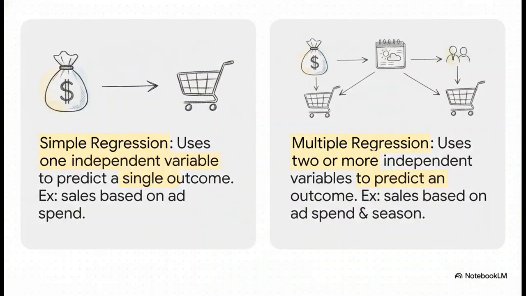Now, regression comes in two main flavors. Simple regression is pretty straightforward. We use one variable to predict one outcome, like using how much you spend on ads to predict your sales. But life is rarely that simple, right? That's where multiple regression comes in. It lets us use 2, 3, or even more variables to make a much more nuanced and accurate prediction. We're not just looking at ad spend anymore. Now we're also factoring in the season and what our competitors are up to.